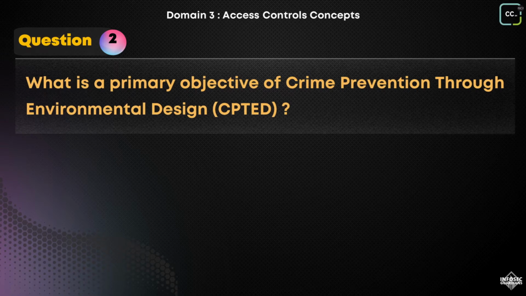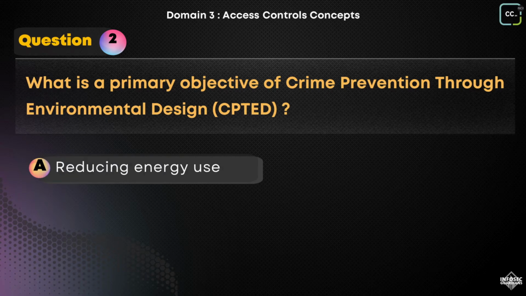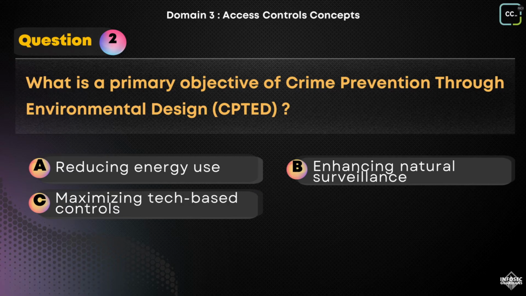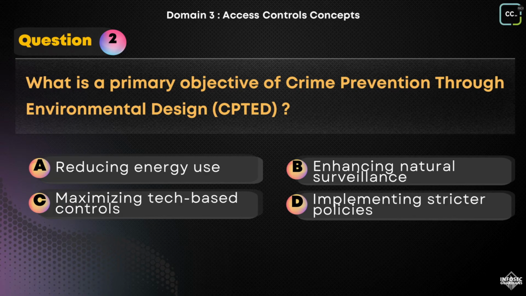What is a primary objective of crime prevention through environmental design, or CPTED? The options are: Option A, reducing energy use. Option B, enhancing natural surveillance. Option C, maximizing tech-based controls. Option D, implementing stricter policies.